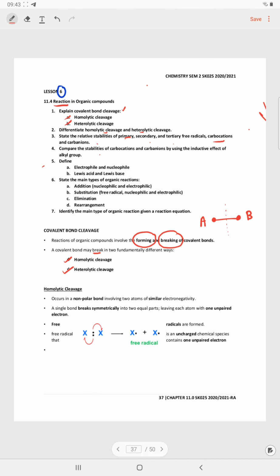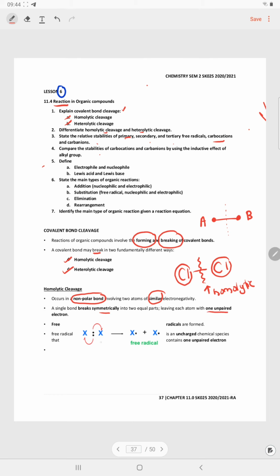The character of homolytic cleavage: the first thing is that it must occur in a non-polar bond, which means the two atoms must have similar electronegativity. For example, two chlorine atoms covalently bonded together. This cleavage type we call homolytic cleavage, because both chlorine atoms have the same electronegativity, and this bond breaking will occur symmetrically, and it will give a product with an unpaired electron.